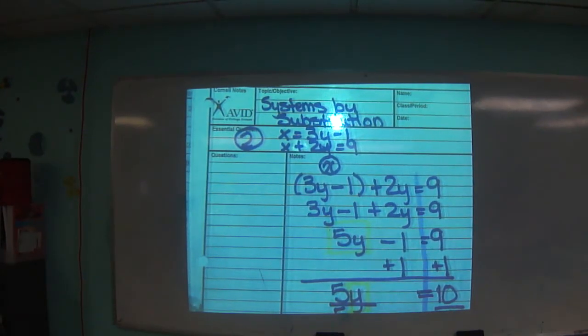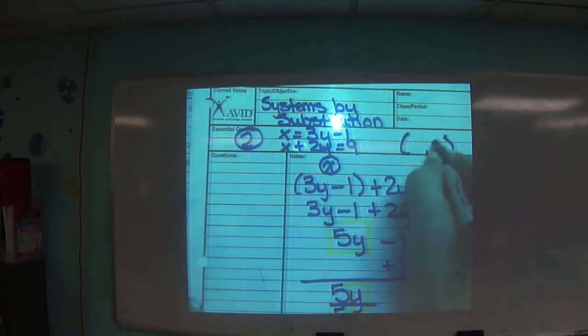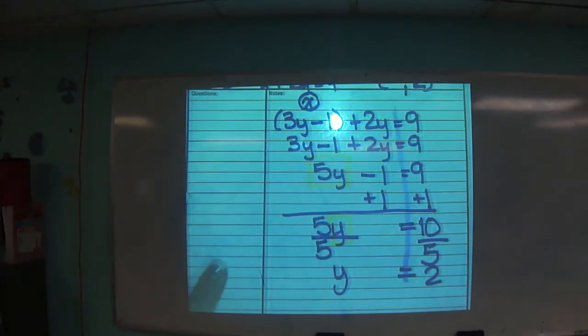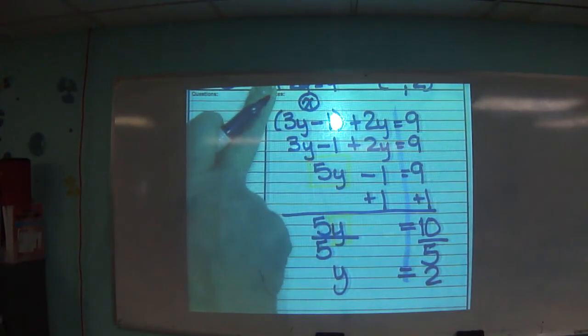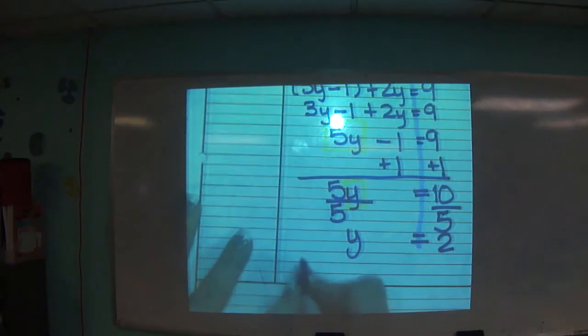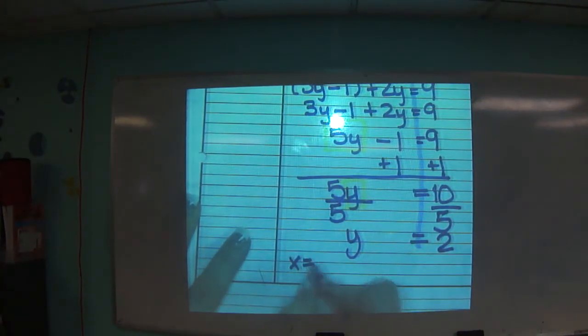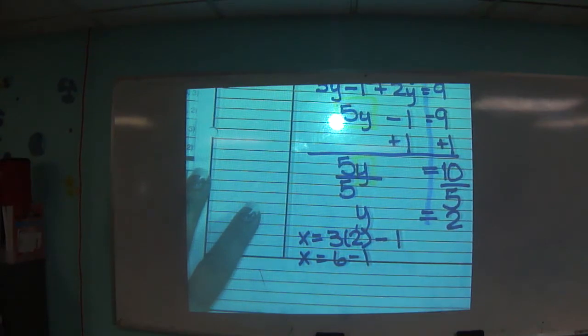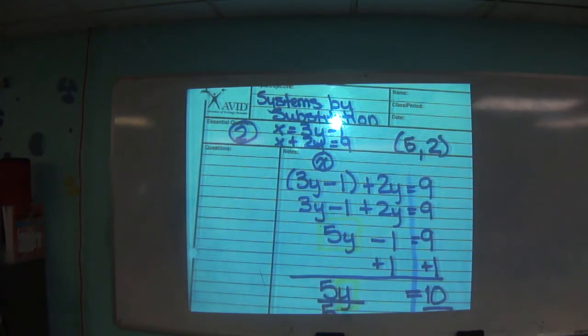2. Okay? So we've got half our answer, and it's 2. How do you think we get x? How do you think we go back and get x? Substitute into either original equation. So I think I'm going to substitute it into this one because it's going to just tell us what x is. So x equals 3 times 2 minus 1. x equals 6 minus 1. x equals 5. So our answer is 5, 2.